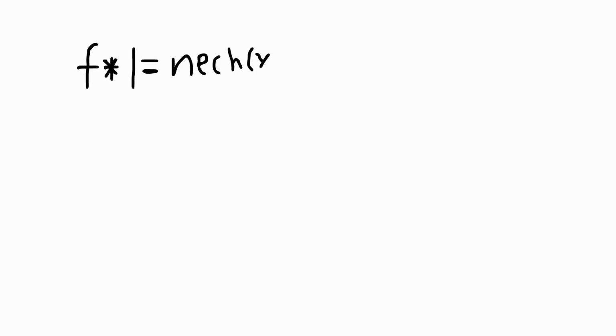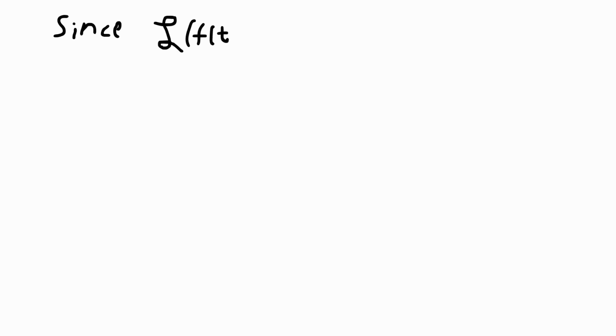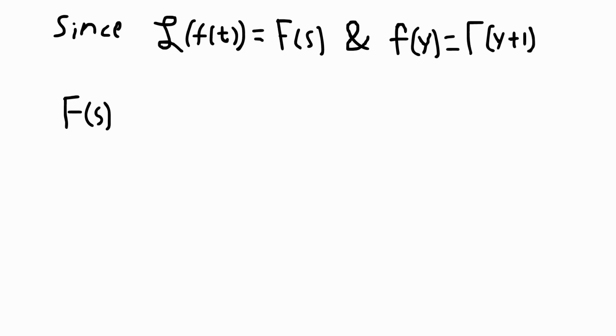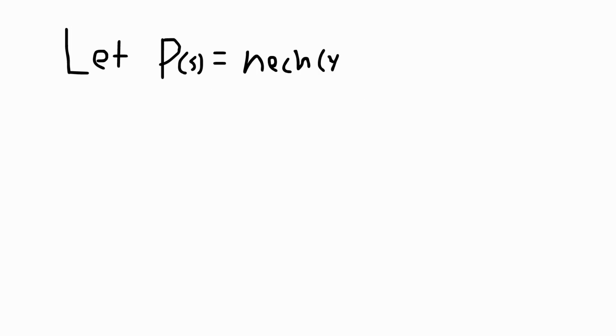Since f convolute 1 equals Nech of y now, that means that f of s over s is also equal to Nech of y. Therefore, f of s equals s times Nech of y. And Nech of y is equal to the Laplace transformation of gamma of y plus 1. Now let p of s equal Nech of y.